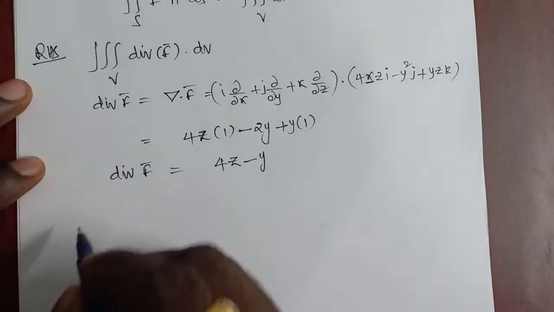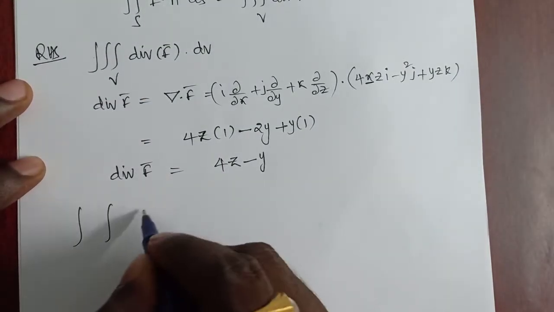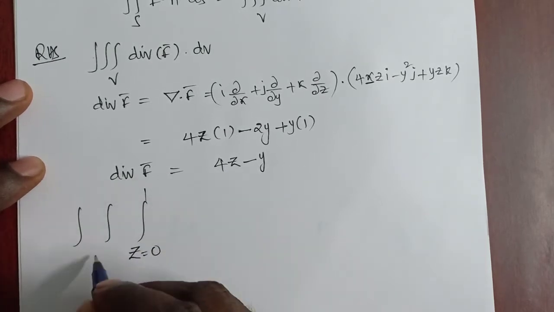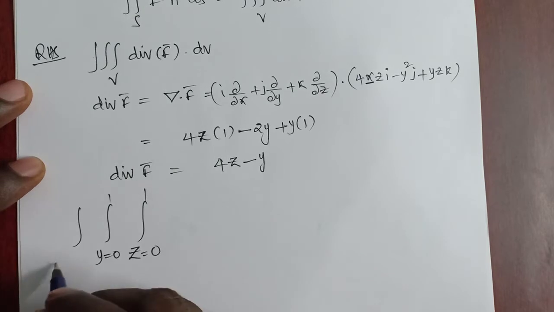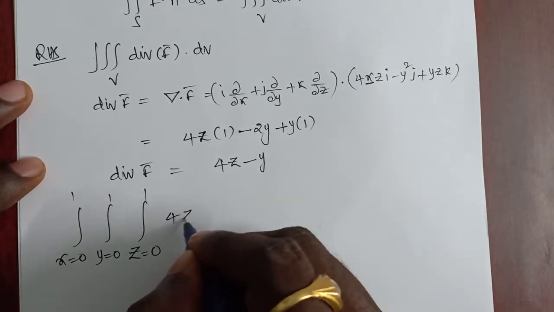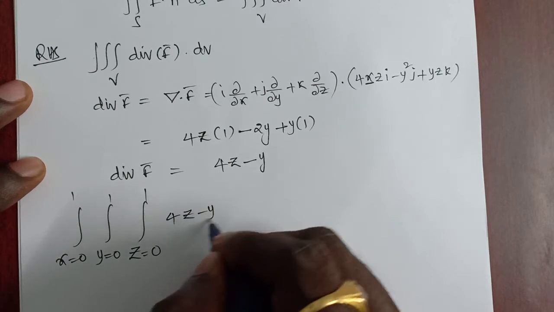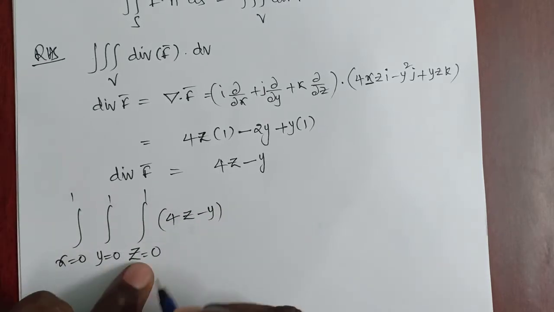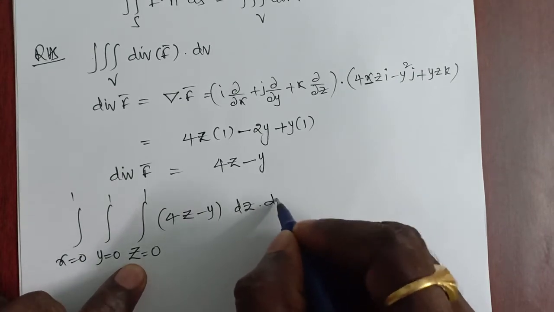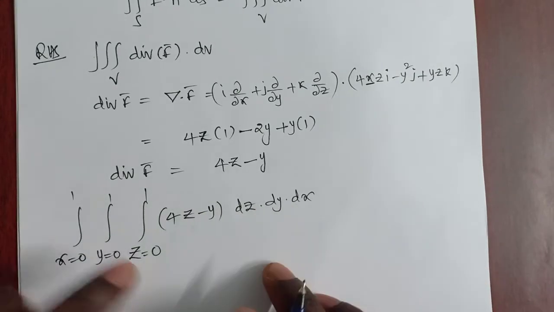Now if you want to integrate with respect to the triple integral, for z it is from 0 to 1, for y it is from 0 to 1, for x also it is from 0 to 1. Divergence of f is 4z minus y. So now, the first integral having the z boundary, we need to integrate with respect to z first, then y and then x.